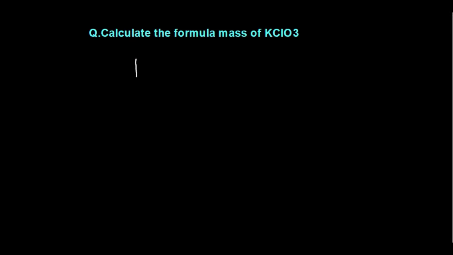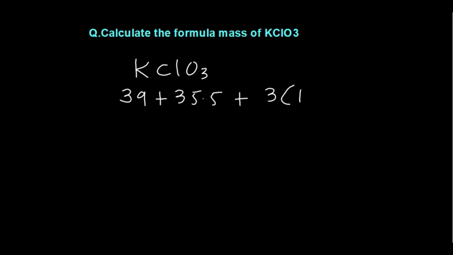We are asked to calculate the formula mass of potassium chlorate. Now we will write the formula unit of potassium chlorate, which is KClO3. The atomic mass of potassium is 39 atomic mass unit plus atomic mass of chlorine is 35.5 atomic mass unit plus atomic mass of oxygen is 16. Since we have 3 atoms of oxygen here, so we multiply 16 with 3.